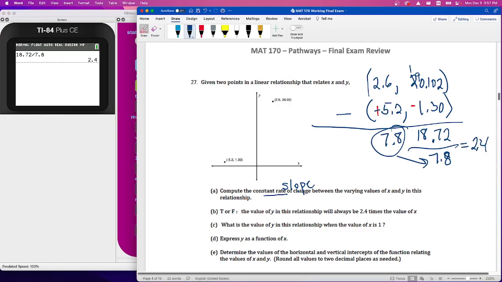And that is our constant rate of change. And notice it's going upwards, so it is positive. So you can think of it, here's the line going like that.